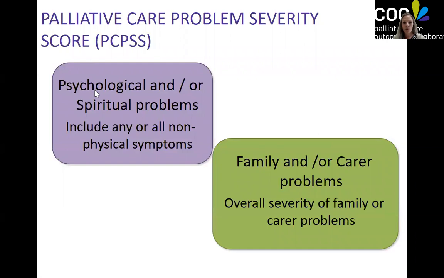For the psychological and/or spiritual problems domain, you're including any or all non-physical symptoms, for example, anxiety. For the family and/or carer problems domain, you're rating the overall severity of family or carer problems that requires your response. If the patient does not have any family or carers, then you can score 0, absence of problems, or you can record not assessed.